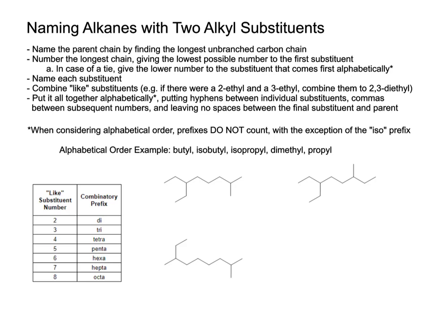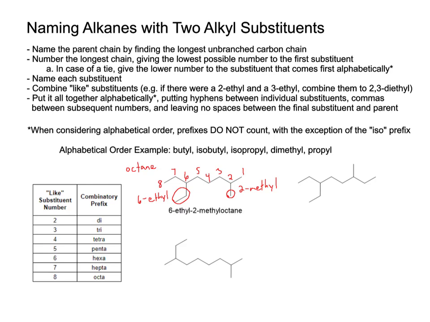Let's name the structure on the top left by following these rules. So first we're going to find the longest unbranched carbon chain, and that looks like it's going to be 8. Now we're going to number the chain, giving the lowest possible number to the first substituent. So it looks like if we number it left to right, we're going to get the first substituent at the 3 position. But if we number it right to left, we're going to get the first substituent at the 2 position. So that's how we're going to number it. Now when we name each substituent, we can see that we have a 2-methyl and a 6-ethyl. Now we're going to put it all together alphabetically, noting that E comes before M. So the final name for this is going to be 6-ethyl-2-methyloctane.